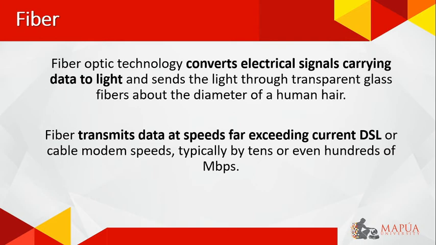The next type of wired broadband technology is fiber optic technology, which converts electrical signals carrying data to light and sends the light through transparent glass fibers about the diameter of a human hair. Fiber transmits data at speeds far exceeding current DSL or cable modem speeds, typically by tens or even hundreds of Mbps.